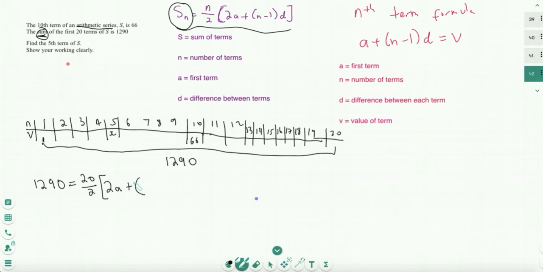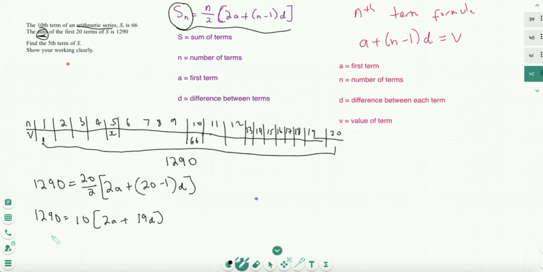Plus n. Well, we added up 20 terms, minus 1, d. Do we know the difference between each term? No, we don't, so it stays as d. Let's simplify that. So 1290 equals 20 divided by 2 is 10, 2a plus 20 minus 1 is 19d.